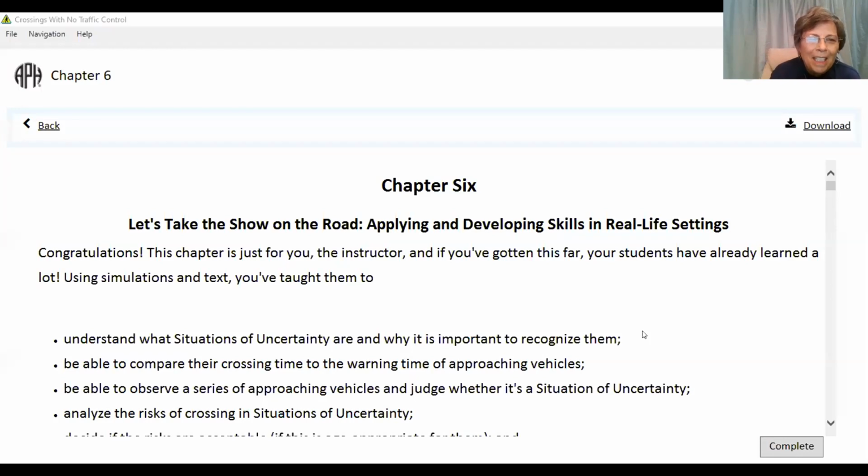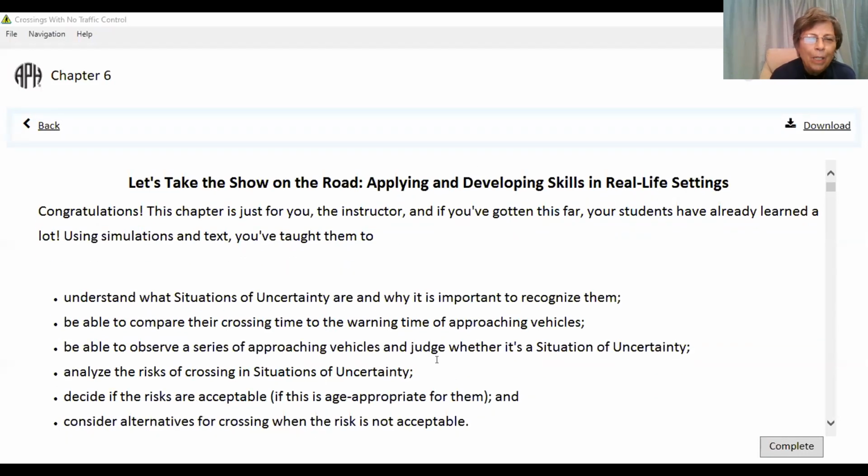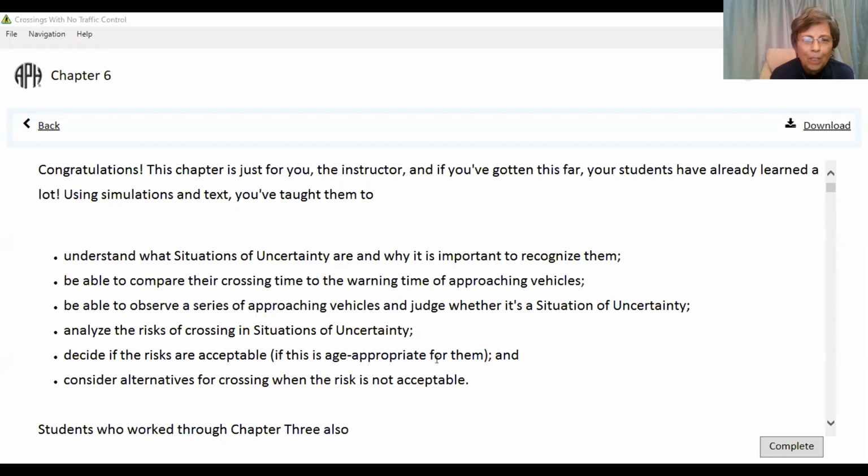Okay, and it says, let's take the show on the road, applying and developing skills. Congratulations. This chapter is just for you, the instructor. And if you've gotten this far, your students have already learned a lot. Using simulations and text, you've taught them to understand what situations of uncertainty are, be able to compare their crossing time, observe a series of approaching vehicles and judge if it's a situation of uncertainty, analyze the risks, decide if the risks are acceptable, and consider alternatives.